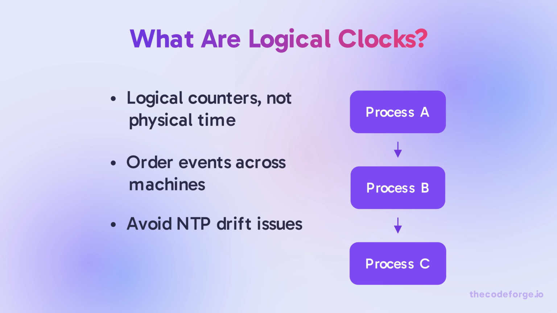Logical clocks replace physical time with counters. Each process maintains an integer that increments on every event. When a message is sent, the sender includes its counter. The receiver updates its counter to max(local, received) + 1. This gives a partial order of events.